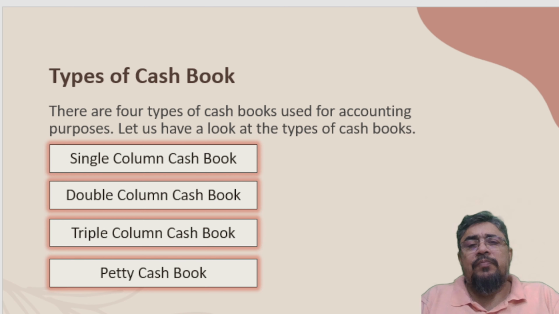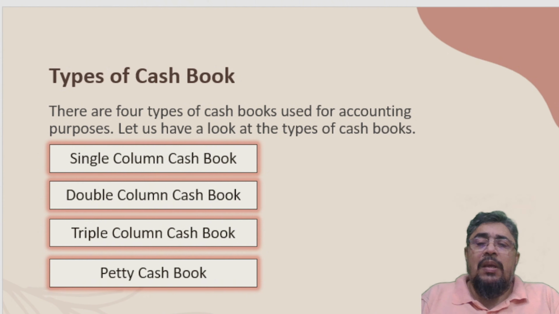Types of the cash book. There are four types of cash books used for accounting purposes. Let us have a look at the types of the cash book. Single column cash book. A single column cash book is also called a simple cash book. It presents entries for cash receipts on the left side or debit side, and cash payments on the right side or credit side.